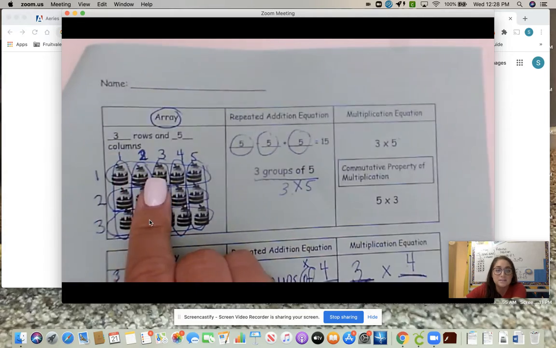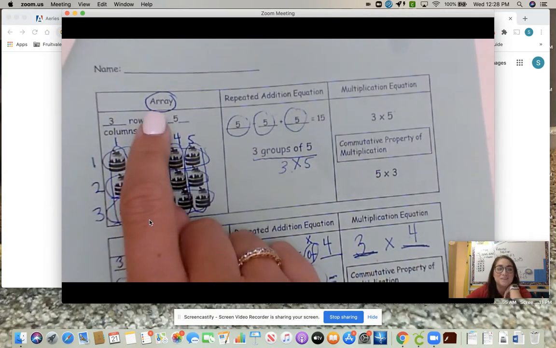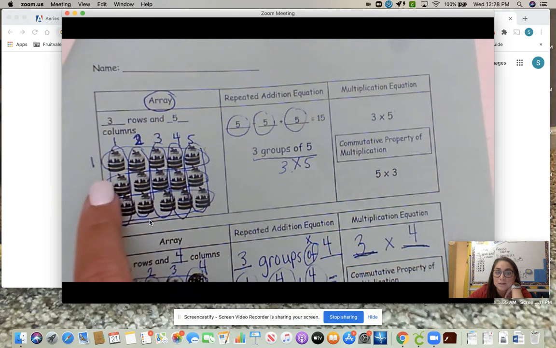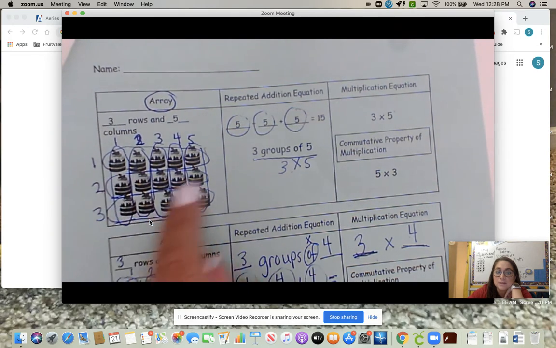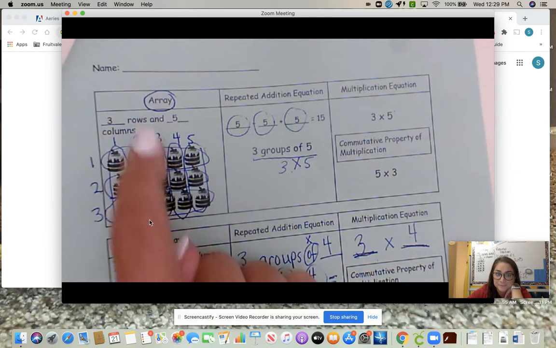So the first one is done for you. As I explain it though, I love writing all over everything. So we have an array. We have 3 rows, 1, 2, 3, and there are 5 columns, 1, 2, 3, 4, 5.